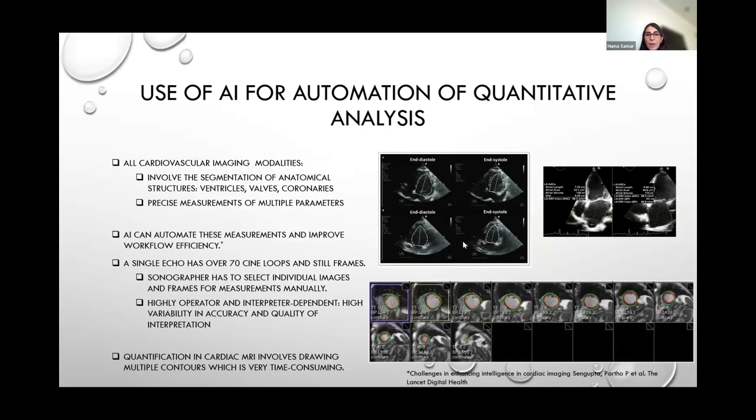So when we talk about using AI for quantitative analysis of our cardiac imaging, there is a really good clinical rationale for doing this because all our imaging modalities involve segmentation of various structures in the heart, whether it's the ventricles, the atria, the valves, and so on. And doing these measurements manually is very time consuming. And whenever measurements are done manually, there's always operator dependence and more variability. So a really good clinical rationale in trying to automate these measurements, whether it is in echocardiography or in cardiac MRI.